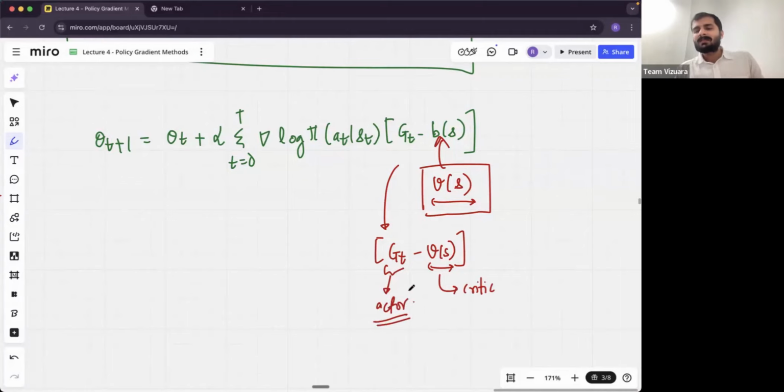So the critique is something like a judge, where you are judging whether the actor is performing well or not. It's kind of something which, if the actor is moving too astray or is having a very large value, then the critique brings it back towards a reasonable value, something like that.